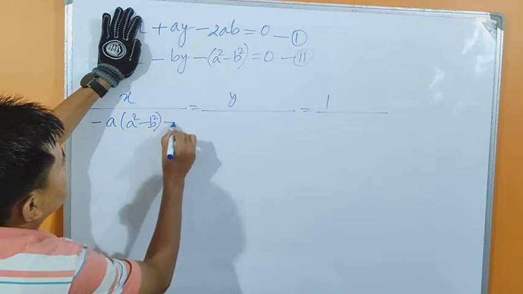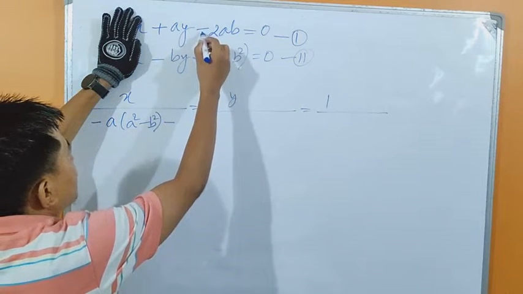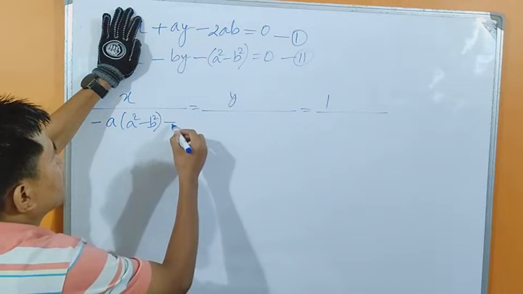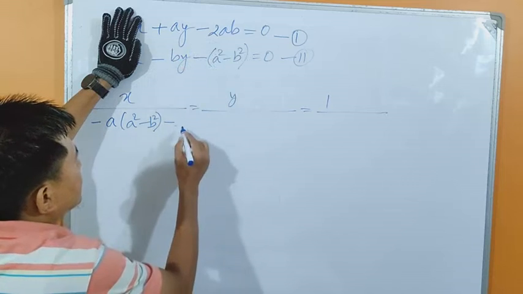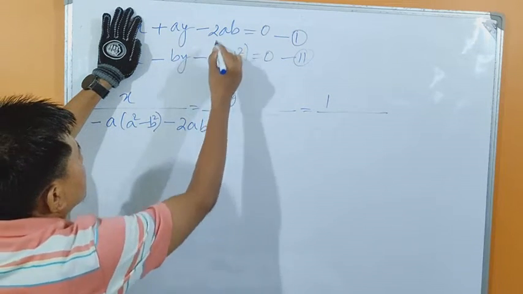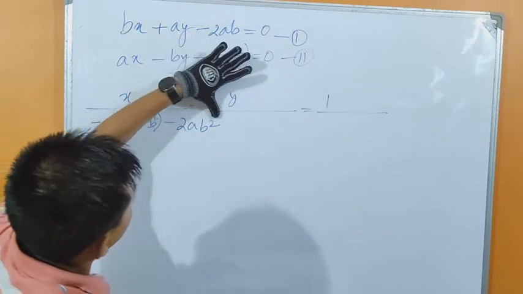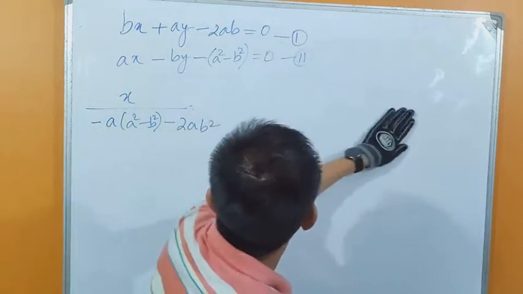Then comes the sign minus from the formula. Now, minus into minus is plus, and that plus into minus is minus. B into 2AB is 2AB square. B into 2AB is 2AB square. Let me shift this Y further to the right.